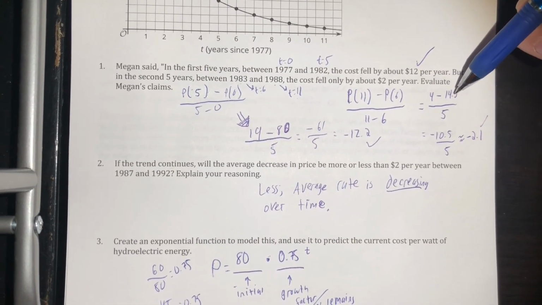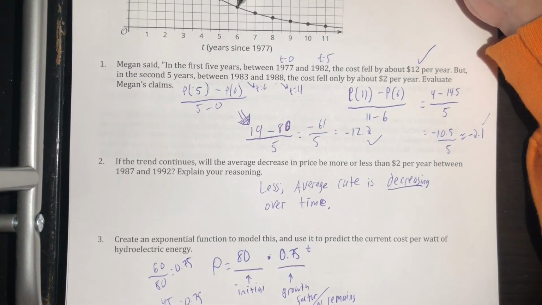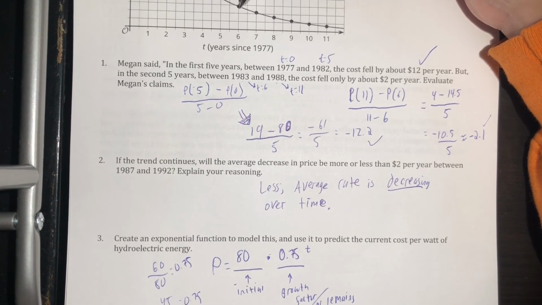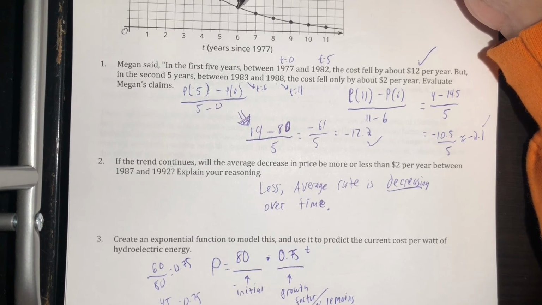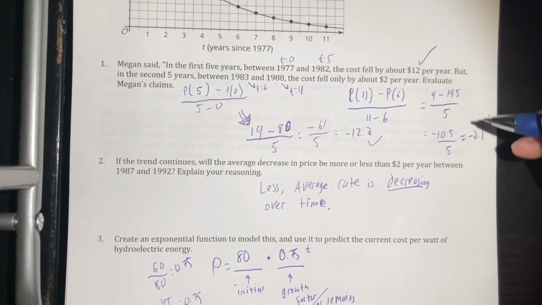And then minus 14.5 over 5. And again, if you didn't get 14.5 for P of 6, it's pretty close to 15. You probably could have gotten 15, but it is a little bit below 15. Or even 14, you could have said that, or 13, whatever. Whichever one you said, you would have gotten something pretty close to negative 2, so about $2 per year.